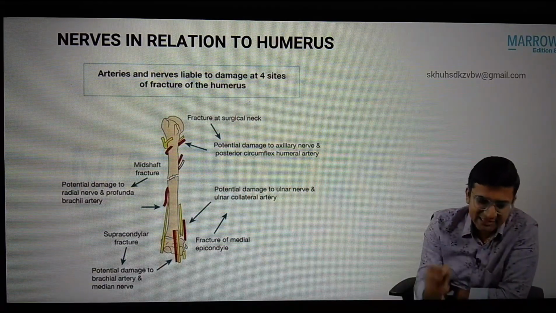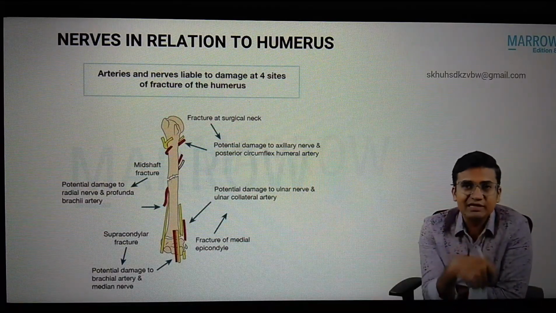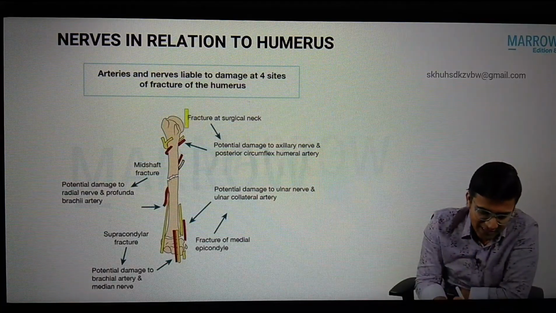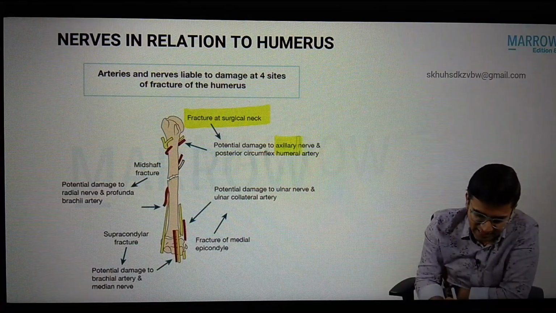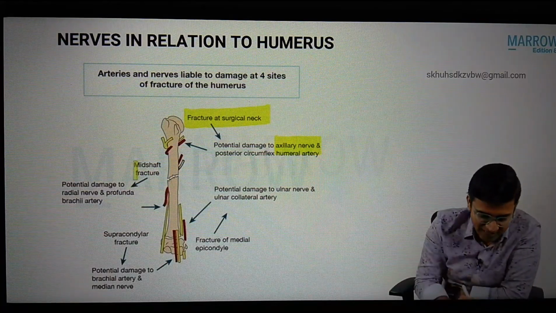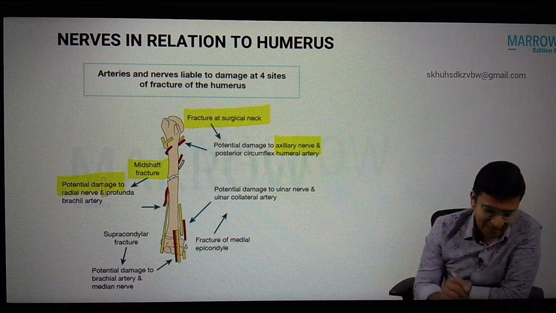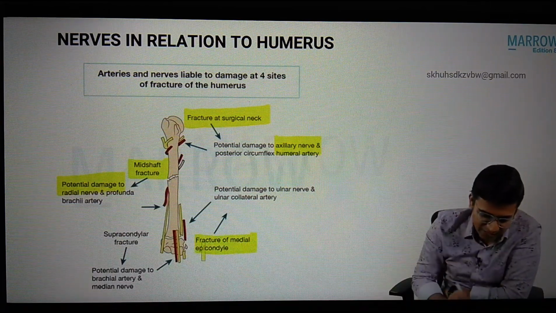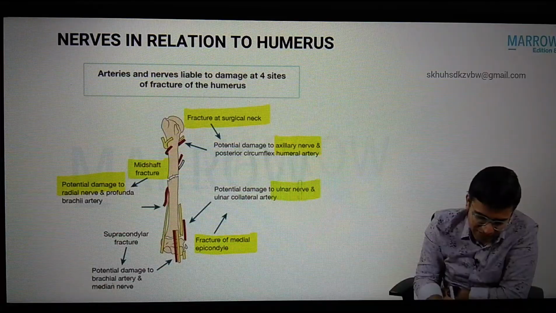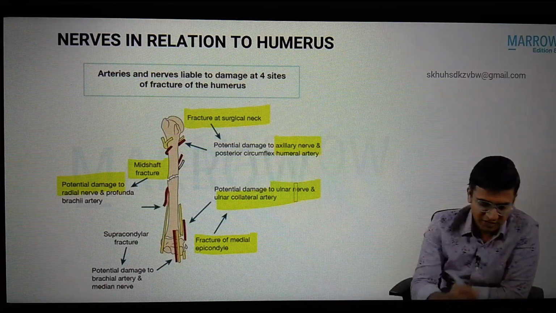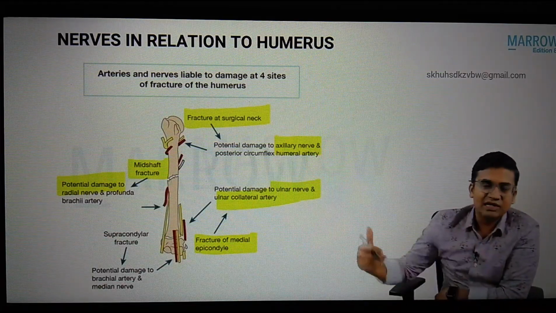Now see the diagram. Yes. In the recent exams, we are getting questions repeatedly from this diagram. So fracture of the surgical neck, axillary nerve damage. Fracture of the shaft, radial nerve damage. Fracture of the medial epicondyle, ulnar nerve damage. Clear? So recently, they are giving some clinical scenarios.